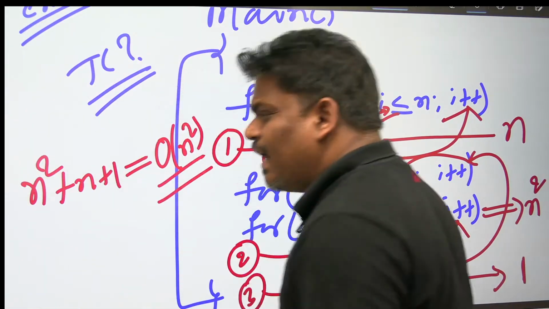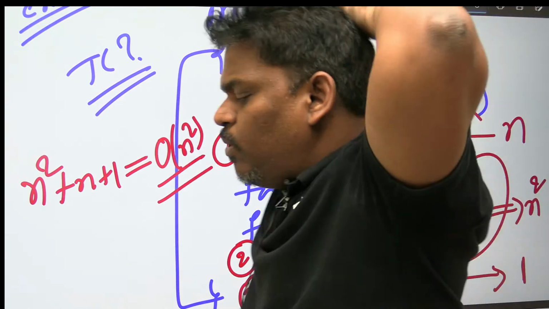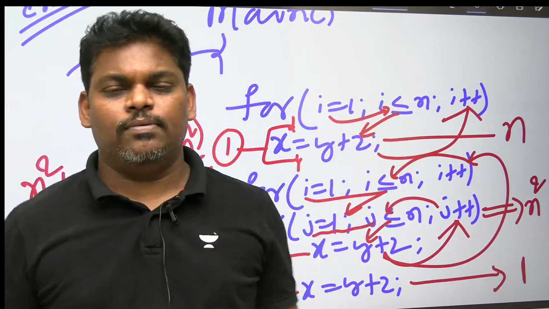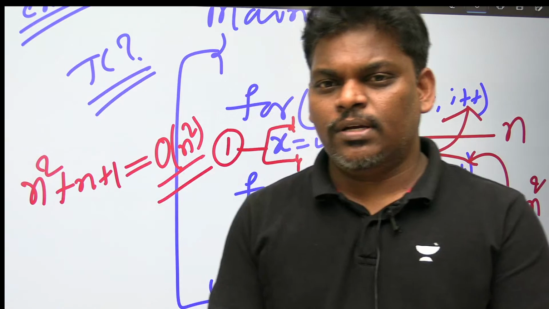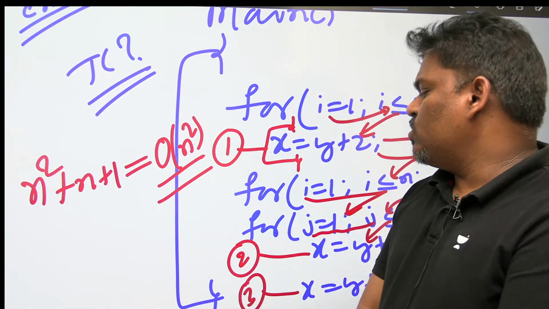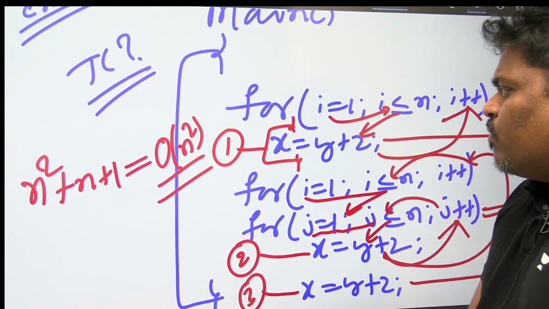Now before ending this problem, I want to ask you one question. How many statements does this program contain? 3 statements, actually 3. A for loop is not one statement.